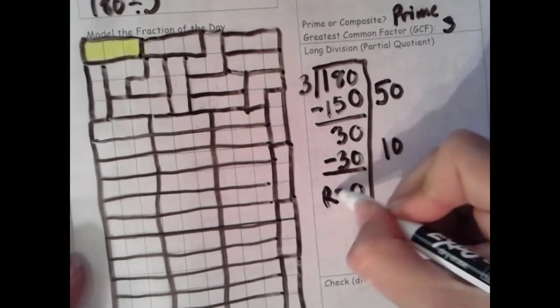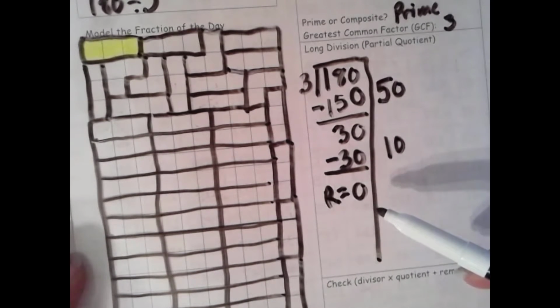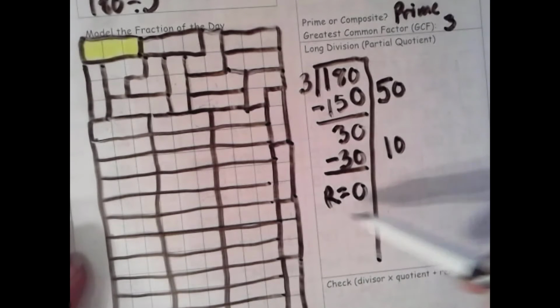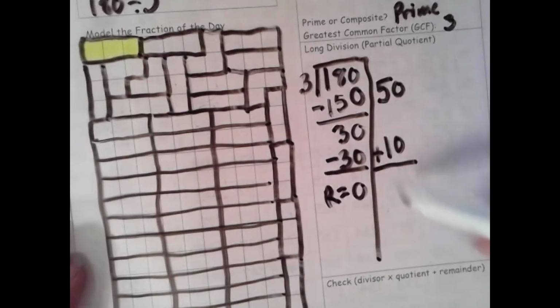So my remainder, what I have left over, is 0. I have a remainder of 0. When we get into long division later this year, it will not always be remainder 0, but on our daily fraction it should be. Okay, we're going to add up our partial quotients. 0 plus 0 is 0. 5 plus 1 is 6. Okay. We do need to check this.